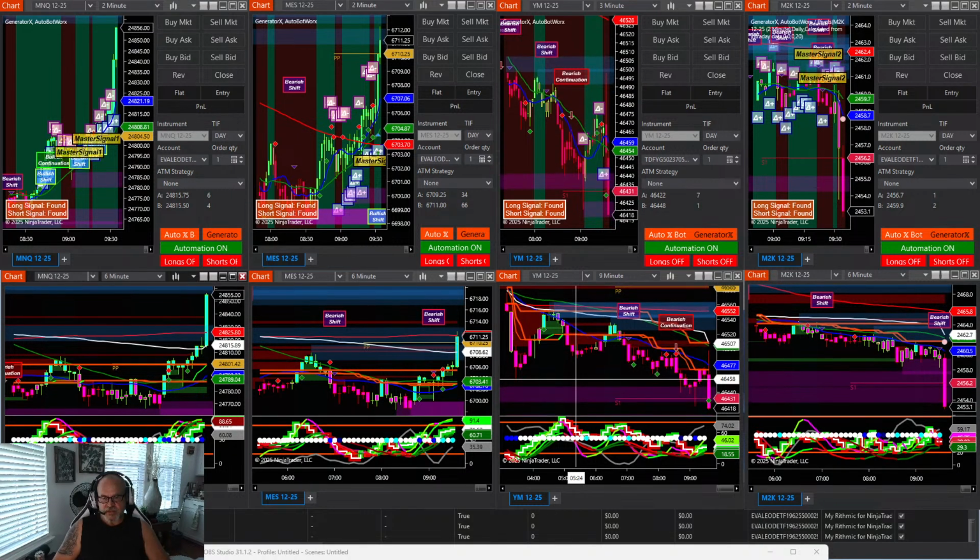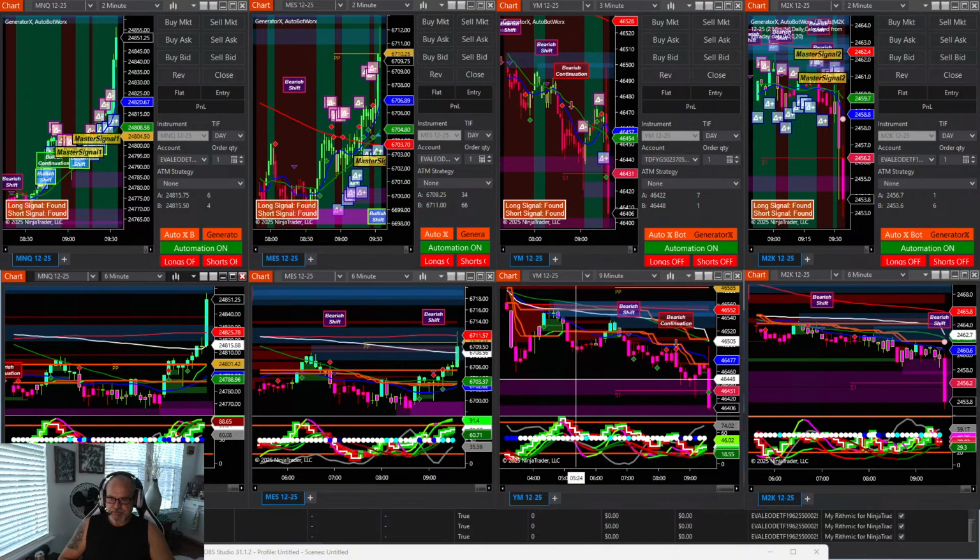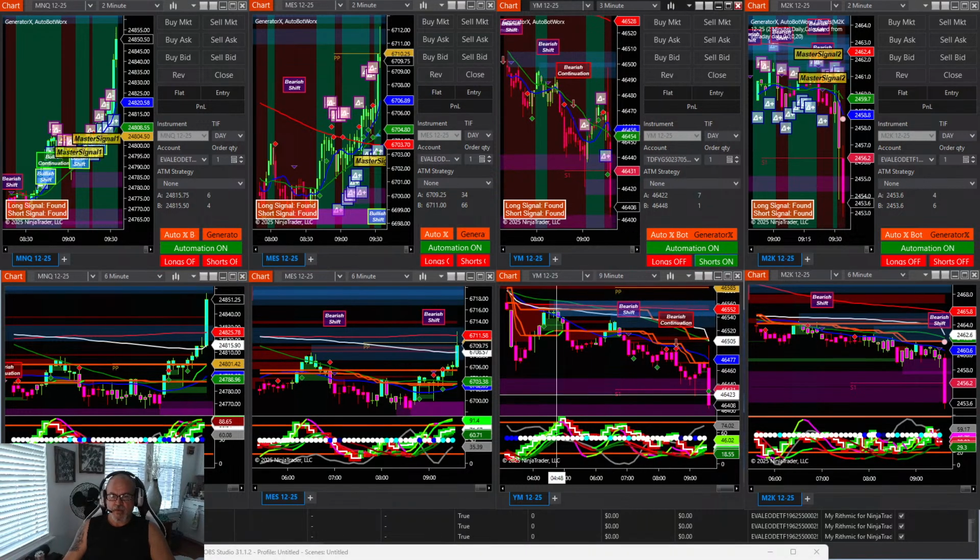There goes YM to the downside. Go ahead and turn on YM here for shorts. See if we can't get a little bit of a continuation.